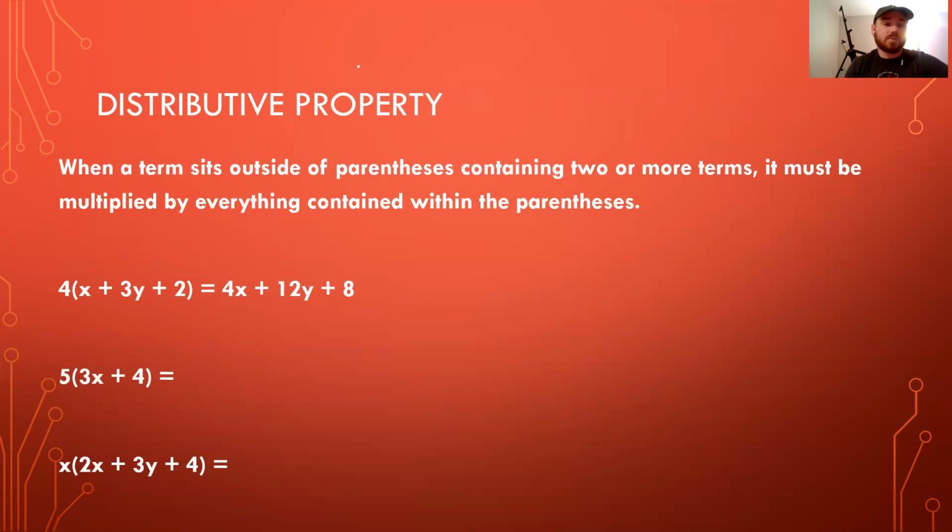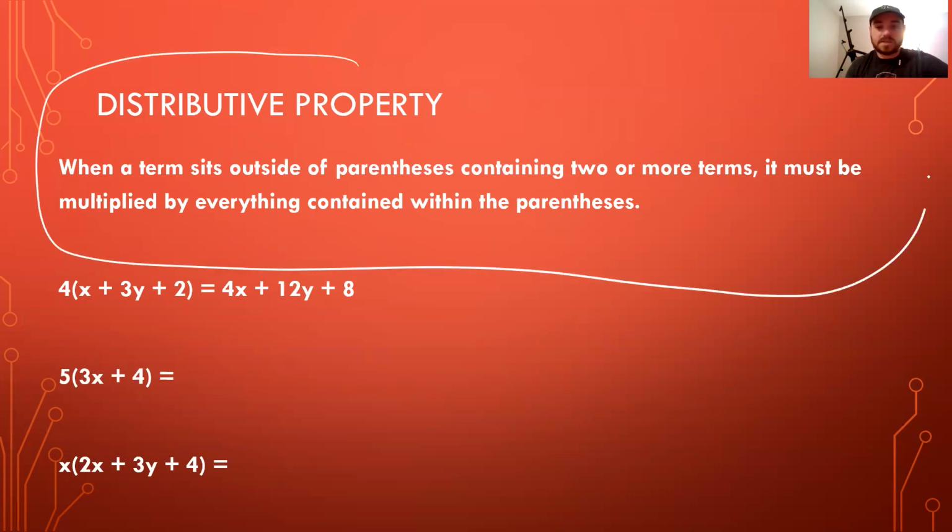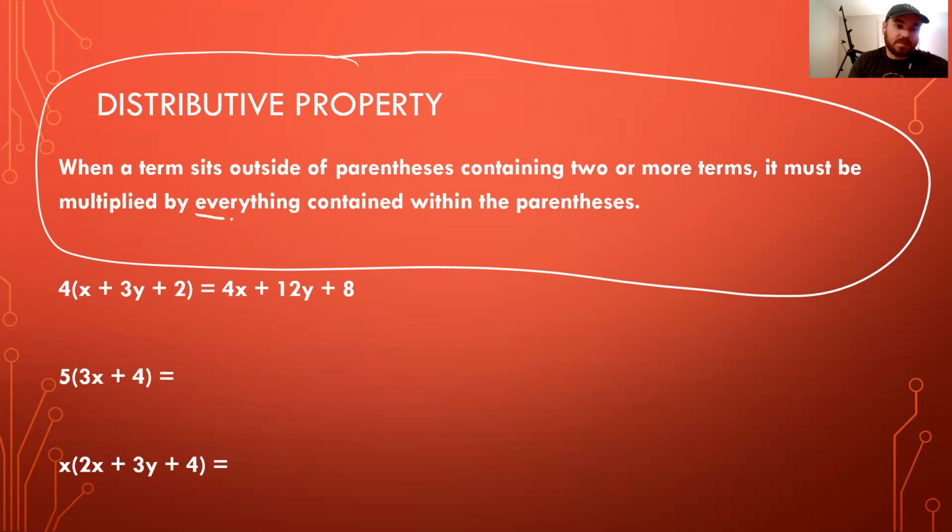So this top part is really, really important. We need to know this year. This is going to come up quite a bit, not just in this unit, but in future units as well. When a term sits outside of parentheses containing 2 or more items, it must be multiplied by everything contained within the parentheses. And I'm going to underline this multiple times. This is important. Everything within the parentheses.